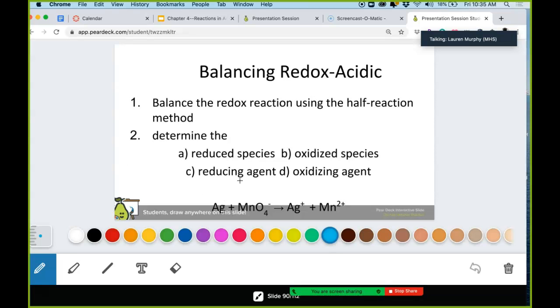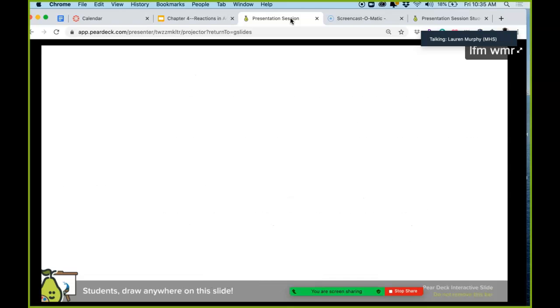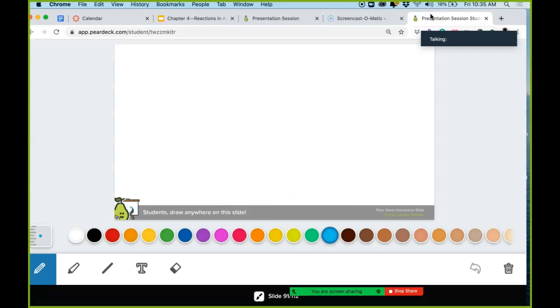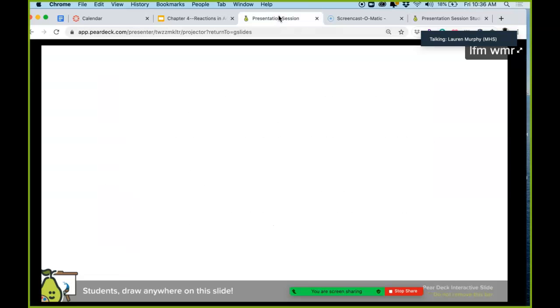So a hint that you're balancing a redox reaction is they give you a net ionic, or they give you a reaction that shows a bunch of charges in there. So I think I did this. Okay, so this is Ag to Ag+ and Mn, what is it, 2+?